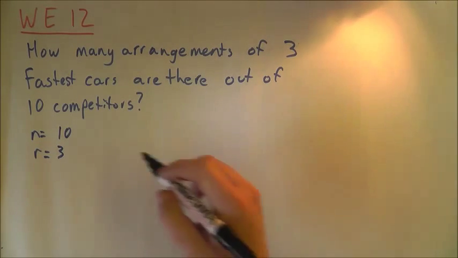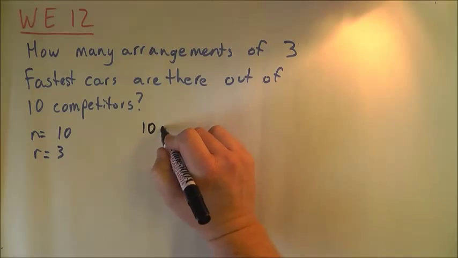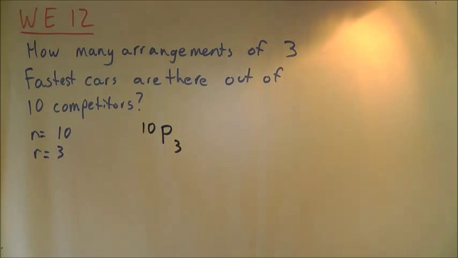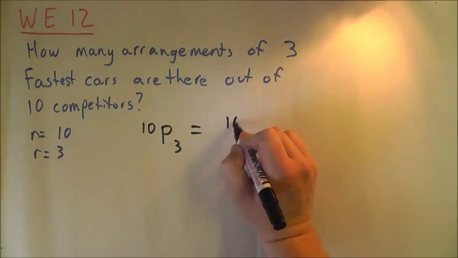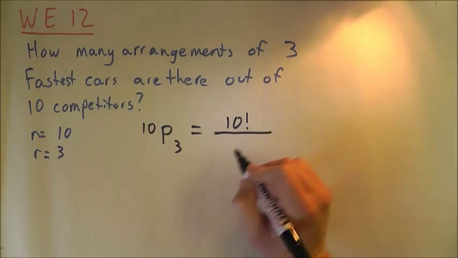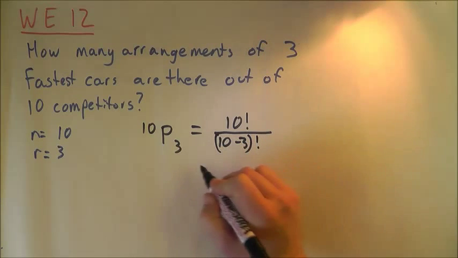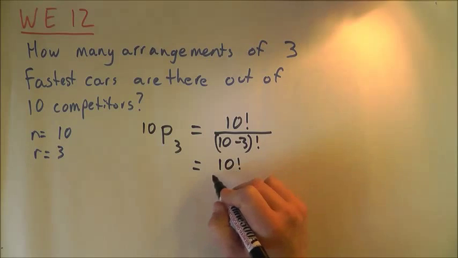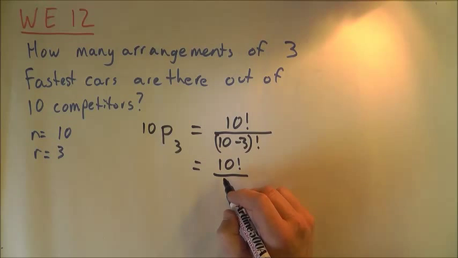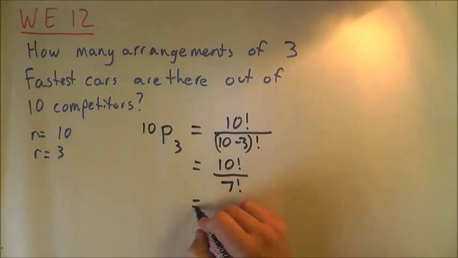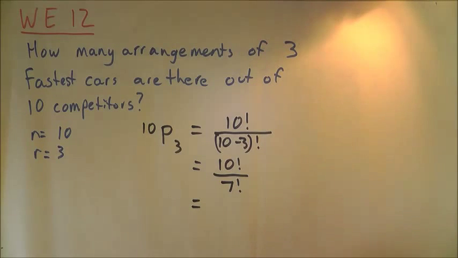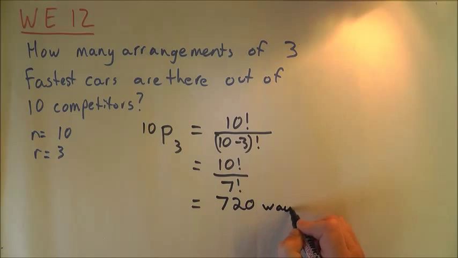So, what we want to work out is 10P3. From our formula, 10 factorial over 10 minus 3 factorial, 10 factorial over 7 factorial. Now, you can put these numbers in your calculator and you'll find out that the answer is 720 ways of arranging 3 cars out of a group of 10.